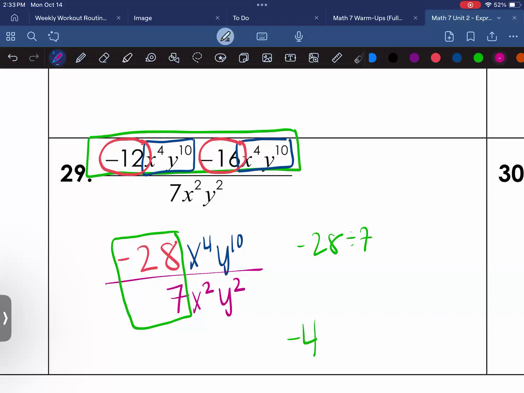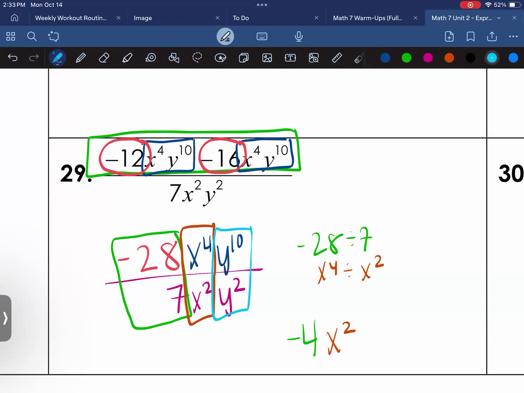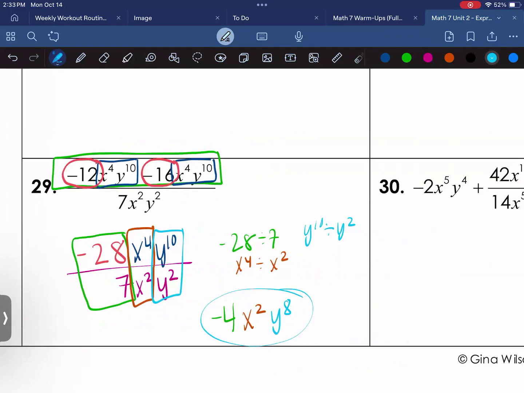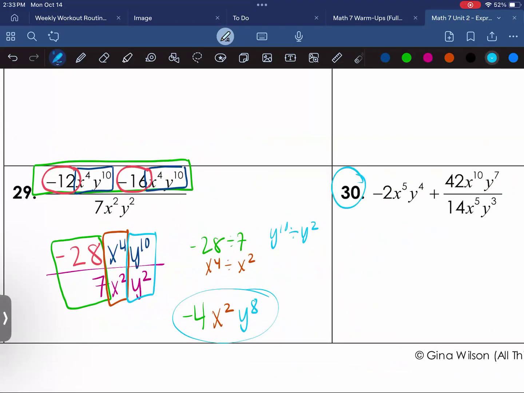And then we have x to the 4th divided by x squared. That will be x to the 2nd power. And finally, we have y to the 10th divided by y squared. That would be y to the 8th power. And that is my final answer. If you did not get that, you need to stop here and figure out where you went wrong or ask questions to get help. Now you can go ahead and try number 30 on your own, so pause the video here.